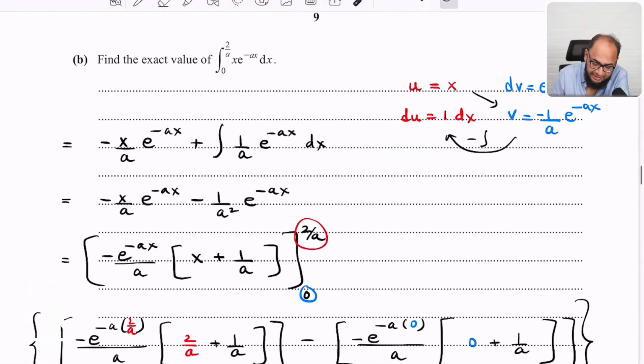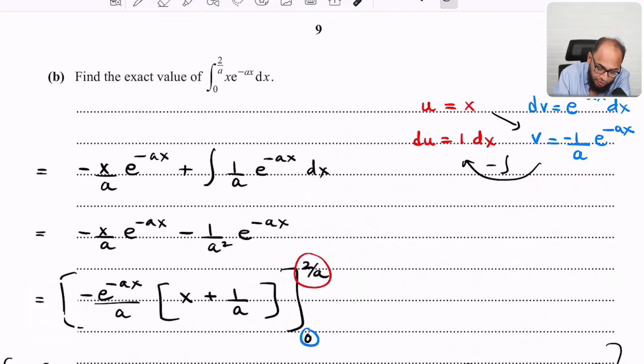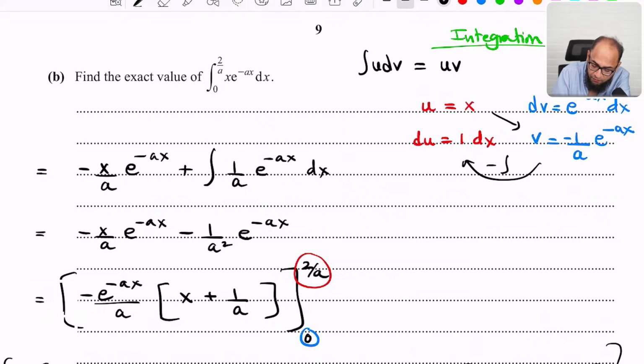So now find the exact value of this thing. Now this is integration by parts. So let me just label it over here. Now let me write the formula. That formula is integral u dv equals uv minus integral v du. It's written in the formula booklet.